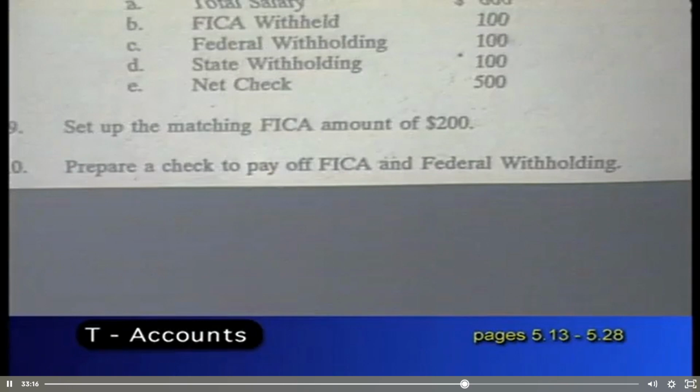Now, number 10, let's write a check to pay off both our FICA and federal withholding. One check will pay off both. So write a check, figure out how much we owe them, and then write a check to pay them off.